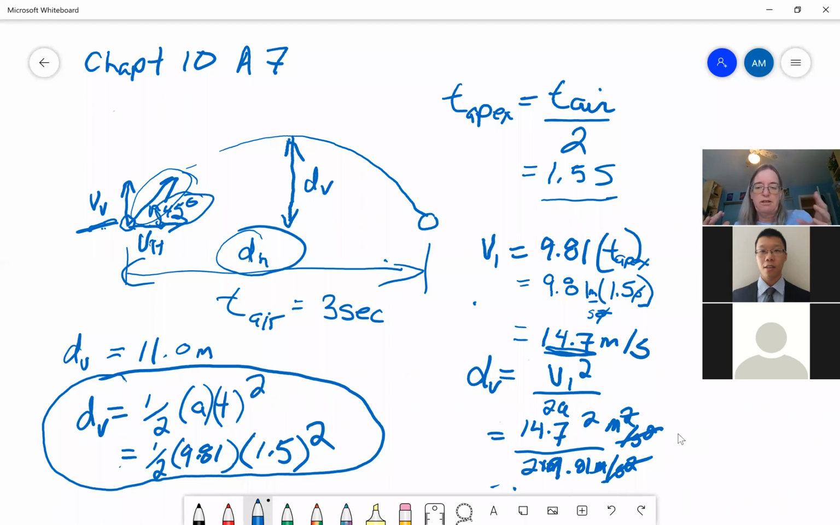In a lot of the questions, the ball is taking off at 20 meters per second at an angle of 30 degrees. And then you use that information to calculate this vertical velocity. And then you calculate the time in the air and all those things. But this time you have the time in the air.